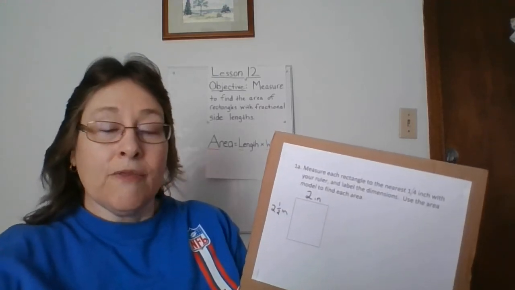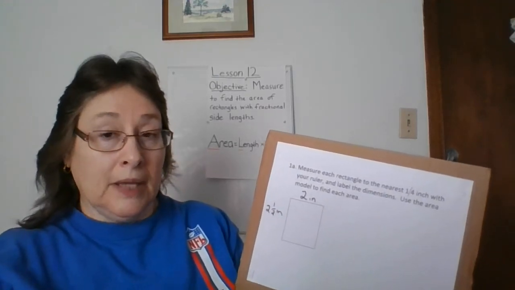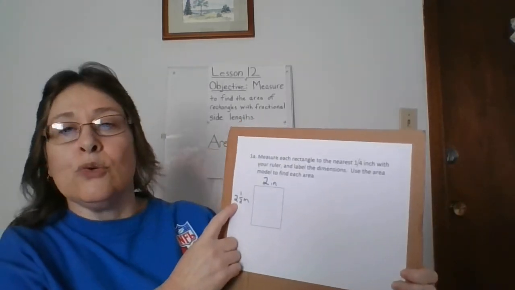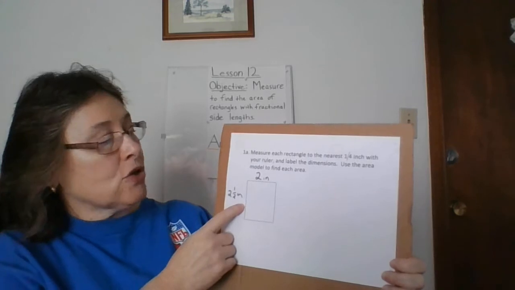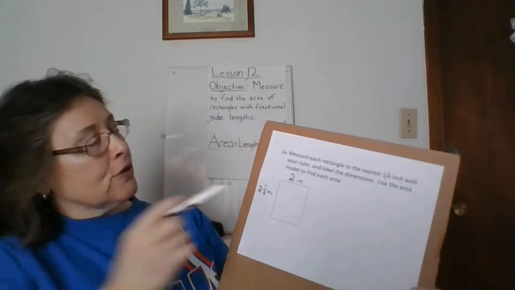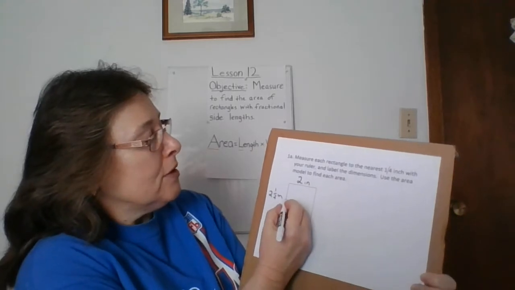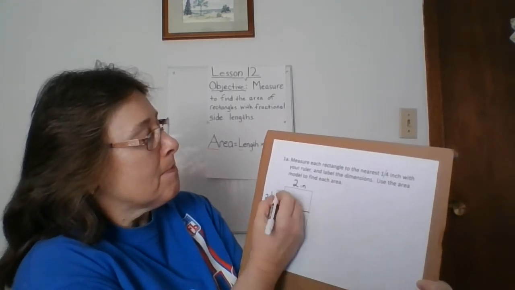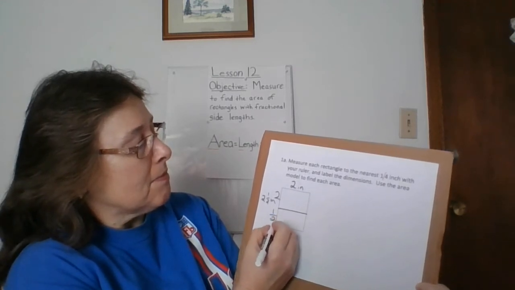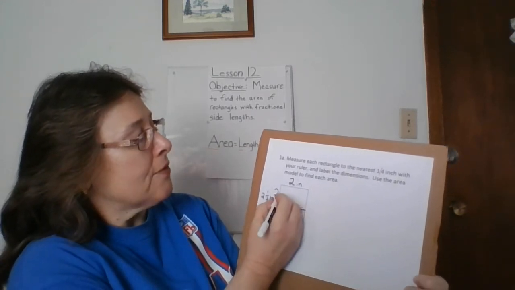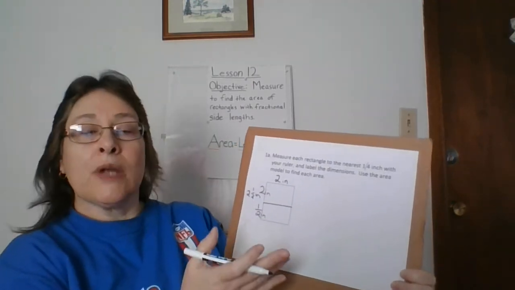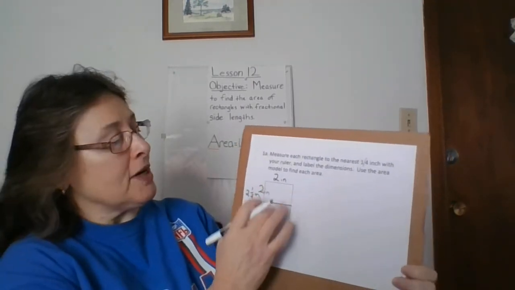So now that I have my rectangle labeled, I have to decompose this side into ones and fractional parts so that I can make my area model. So I'm going to break apart the 2.5 into the 2 at the top and the half at the bottom. So I have 2 inches at the top, 1/2 inch at the bottom. Now I'm ready to find my areas for each part.